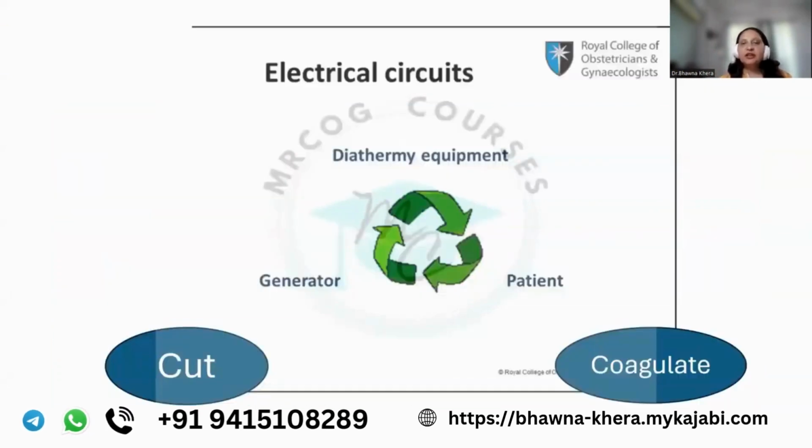So this whole thing works through the electrical circuit. There is a generator that produces the electricity, and that through the diathermy equipment goes to the patient where it is converted into heat energy. Then it has to go back to the generator. So this type of circuit is created, and this makes a proper circuit for electrosurgery. Now we all know that there are two things we want to do with that: one is cutting and one is coagulating. In further slides, we will see the differences, and how we can achieve cutting and coagulation. That is what we are going to talk about today in this video.